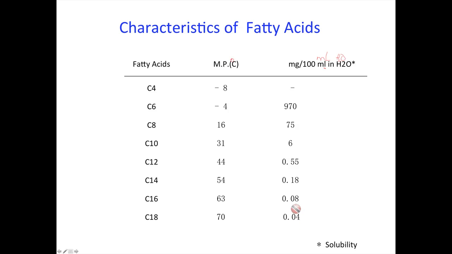So let's summarize this. As the number of carbons increase, the melting point also increases. But what happens to the solubility as the number of carbons increase? The solubility decreases. So as the chain on the fatty acid grows, the melting point will increase, but the solubility will decrease.